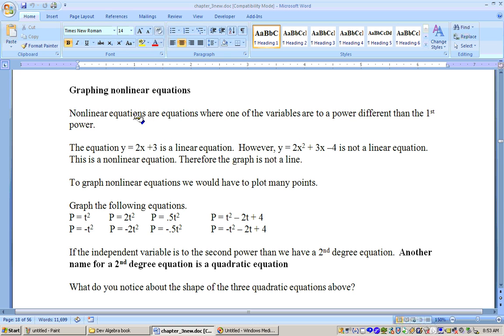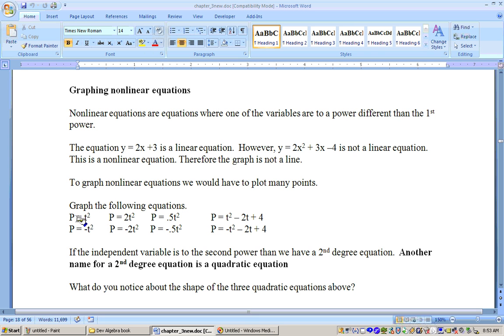Okay, we're going to go ahead and graph some nonlinear equations by plotting points. These equations down here are nonlinear equations because a linear equation is when the variable is to the first power, and these have a variable up to the second power. So on these equations right here, p is playing the role of the y variable and the vertical axis, and t is playing the role of the x-axis, the horizontal axis.